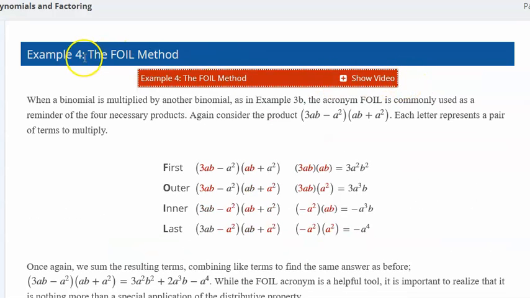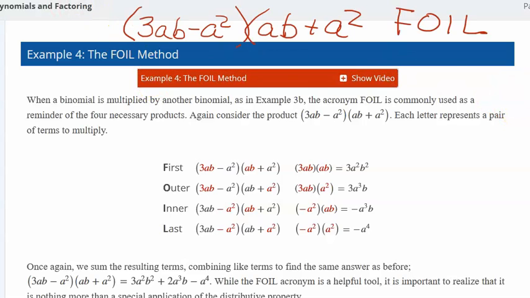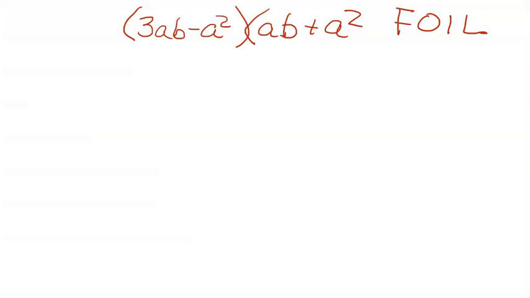Okay, we're going now to the FOIL method, and we'll use the whiteboard for this, and I'm going to write out the example. This is example 4, but we'll go to the whiteboard. So FOIL is just the method of doing what we've done already, distributing, and here's the process. The F now stands for the first items in each of the sets of parentheses. So we're going to multiply this.